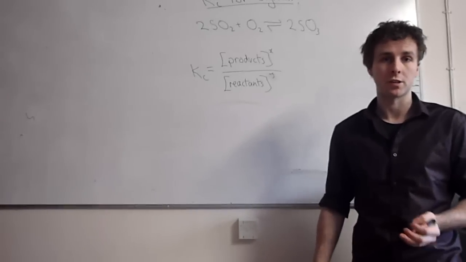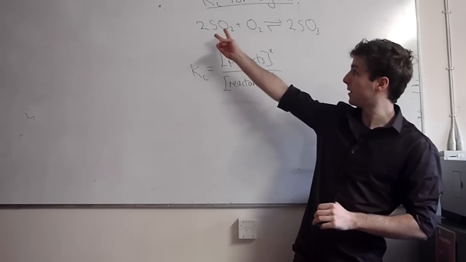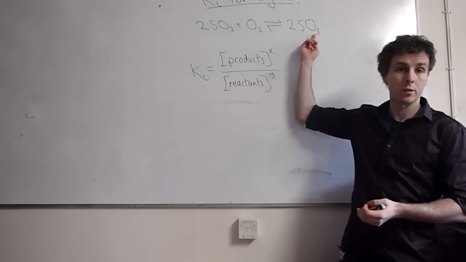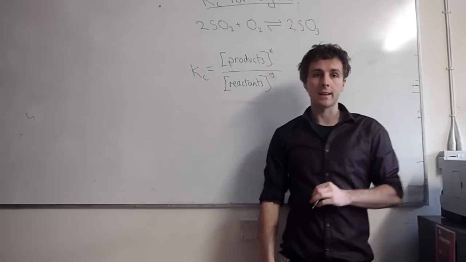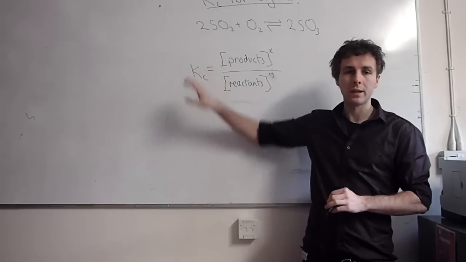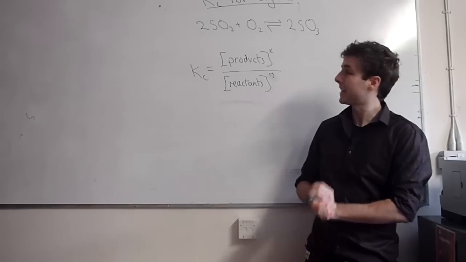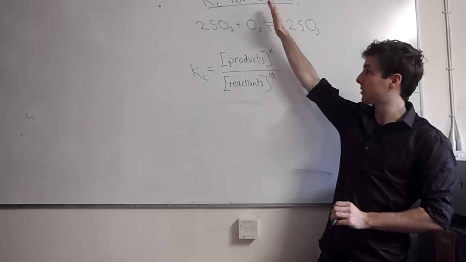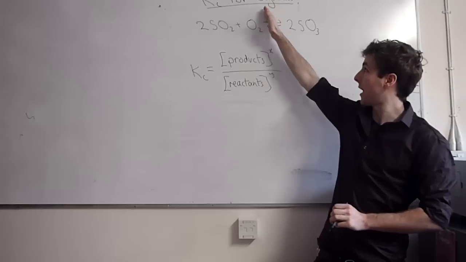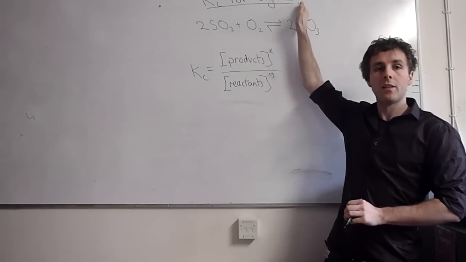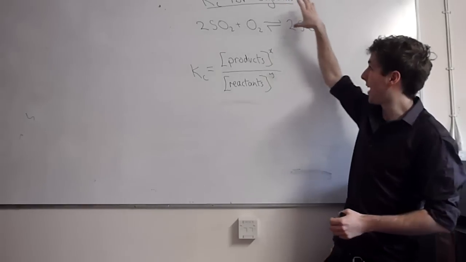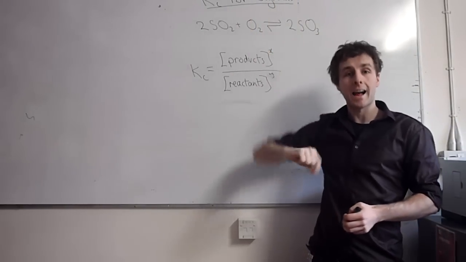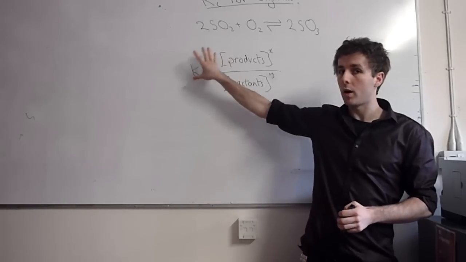construct a Kc expression. I've put an example equation up here. We've got 2SO2 plus O2 reversibly goes to 2SO3. When you're constructing a Kc expression, what Kc is called is the equilibrium constant. What it tells you is whether at equilibrium you have a higher concentration of reactants or a higher concentration of products. Basically, the greater Kc is than 1, the higher the concentration of products you have compared to reactants at equilibrium. This only works at equilibrium.